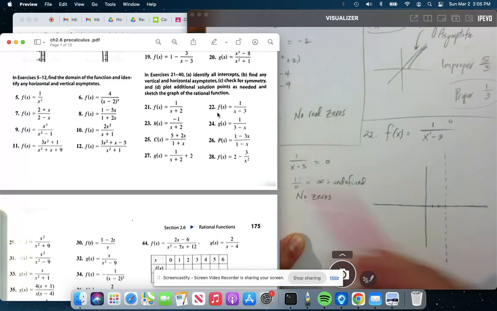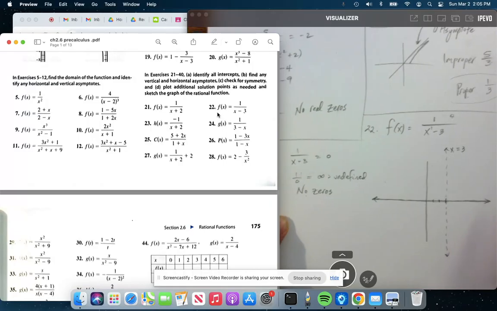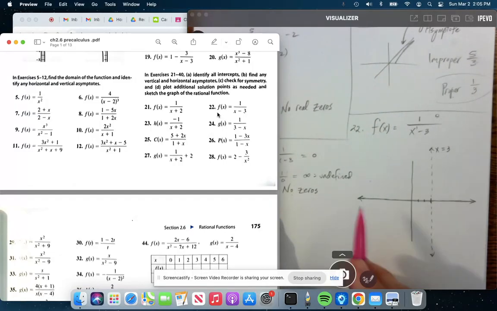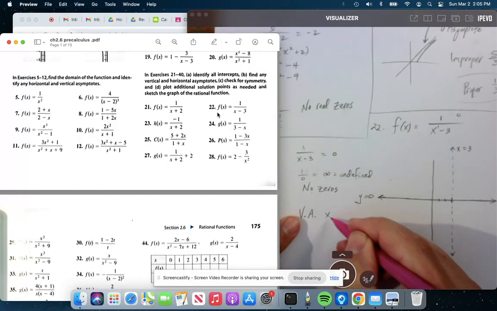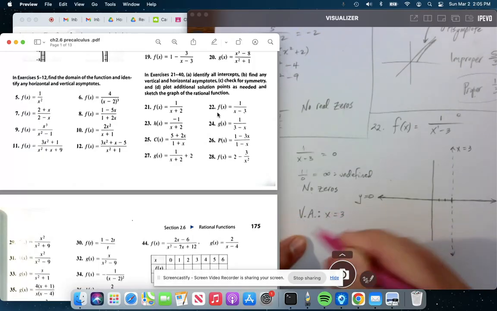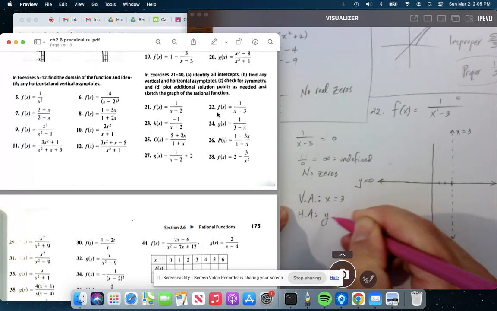So I know that you have two asymptotes. You have a vertical asymptote. The equation of that is x equals 3, because it goes through x equals 3, and everywhere on the line is x equals 3. And y equals 0, the x-axis itself, is another asymptote. So the vertical asymptote is x equals 3. The horizontal asymptote is y equals 0.